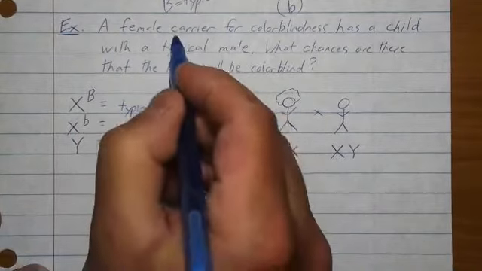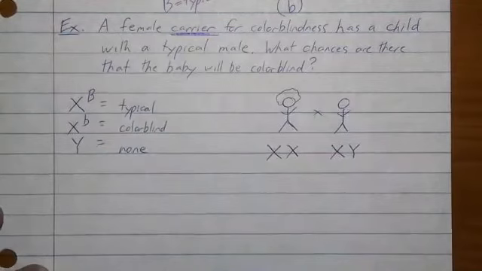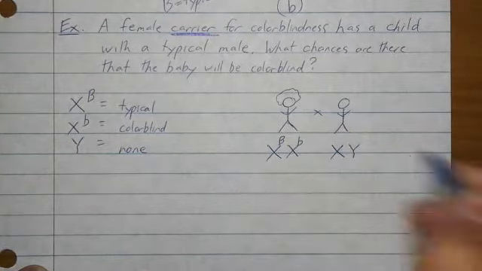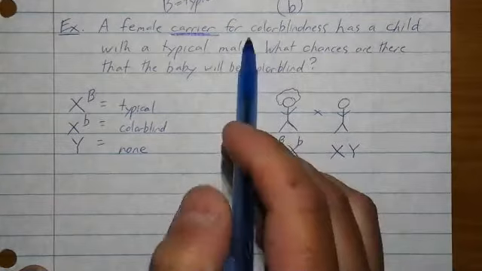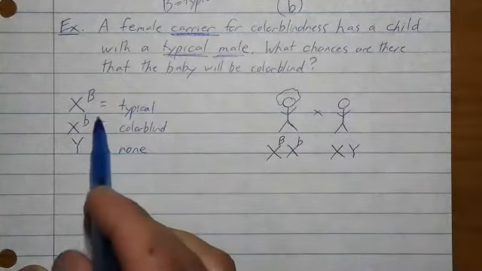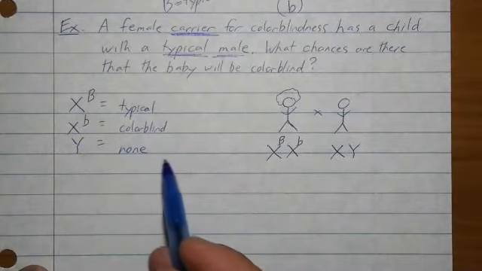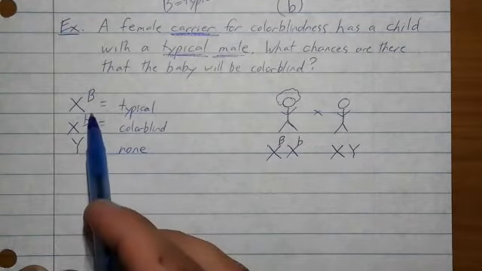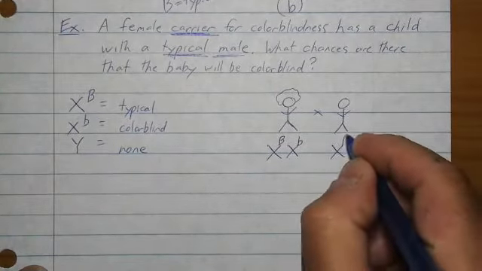Female carrier. Okay, there's the key term right there, carrier. If you remember, carrier means you have it in your DNA, but it didn't show up. So the only possibility for that is to be heterozygous, meaning one of each. So mom must have a capital and a lowercase. Okay, with a typical male. So typical, we know, is a capital letter. But you're like, what's the other one? Well, remember, the other one's a Y, so nothing goes on the Y. So you only need to know the X. So dad must have a capital.